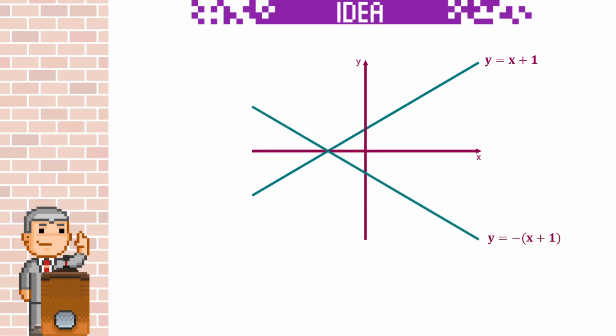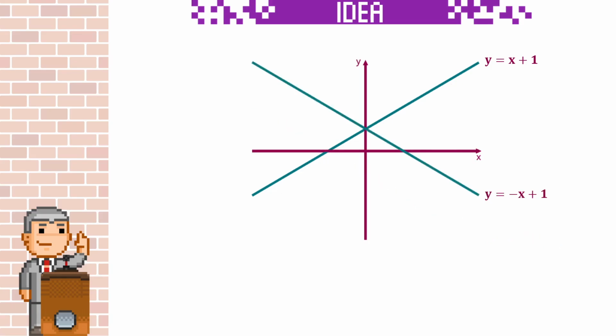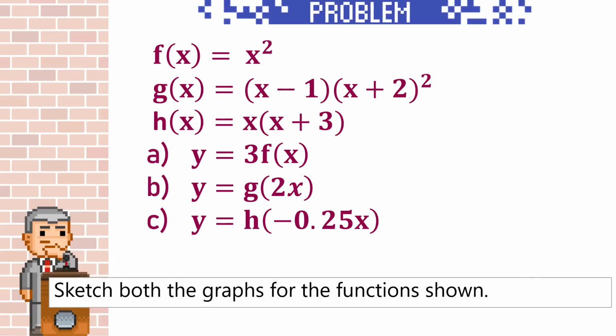If we negated the function by multiplying it all by -1, the graph reflects in the x-axis. If we negate only the x term, the graph reflects in the y-axis. Let's have a go at these questions.